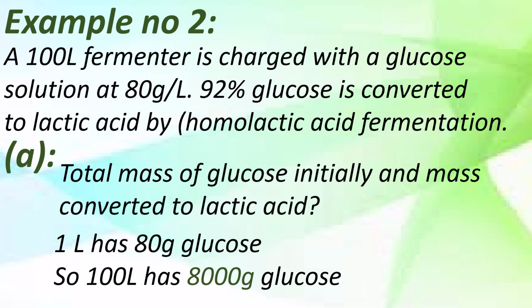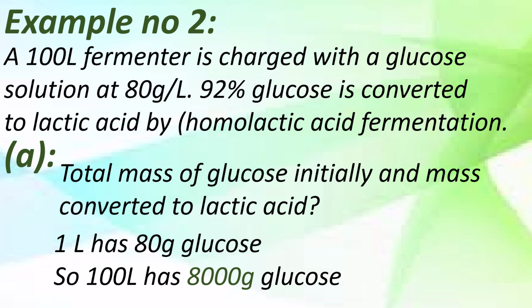Example number 2. A 100-liter fermenter is charged with a glucose solution at 80 gram per liter. 92% glucose is converted to lactic acid by homolactic fermentation. So we have a 100-liter fermenter. The glucose solution concentration is 80 gram per liter. Of the initial glucose, 92% is converted to lactic acid by homolactic fermentation.